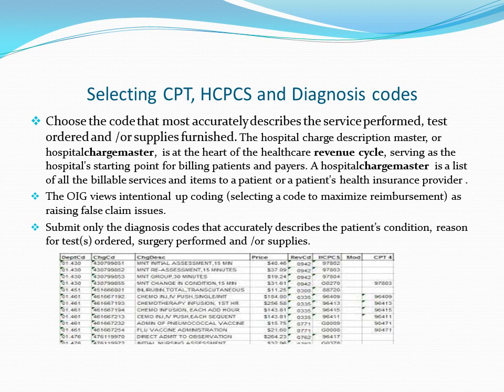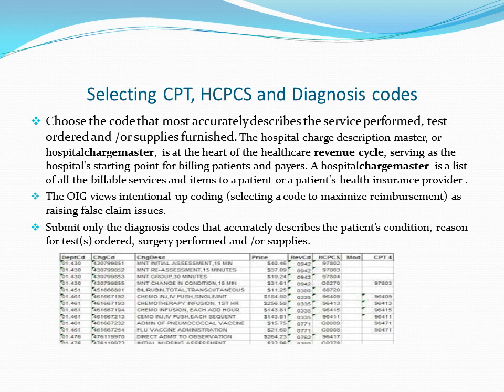Selecting CPT, HCPCS, and diagnosis codes. Choose a code that most accurately describes the service performed, test ordered, or supplies furnished. The hospital charge description master, or the hospital chargemaster, is at the heart of the healthcare revenue cycle, serving as a hospital's starting point for billing patients and payers. A hospital chargemaster is a list of all billable services and items to a patient or a patient's health insurance provider.